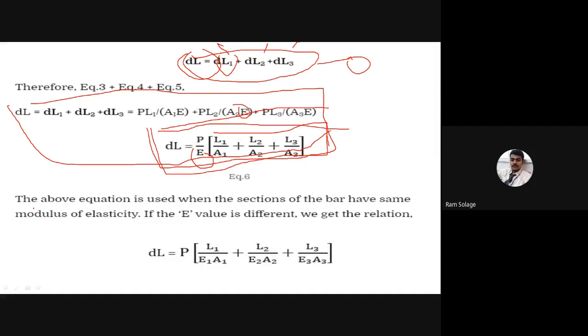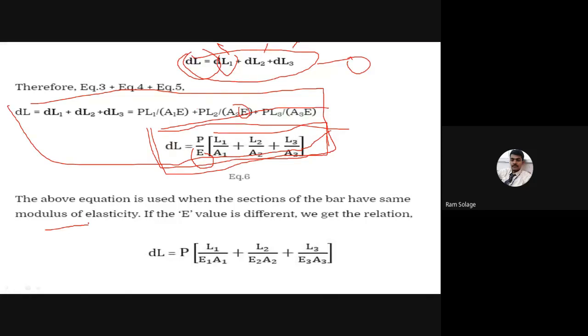But they also give this: the above equation is used when the sections of the bar have the same modulus of elasticity. Write down this sentence. Above equation is used when the sections of the bar have same modulus of elasticity. Into bracket, write down same material. Full stop.